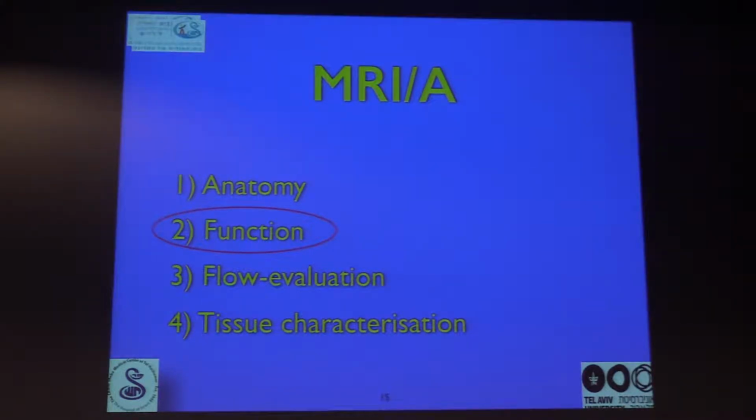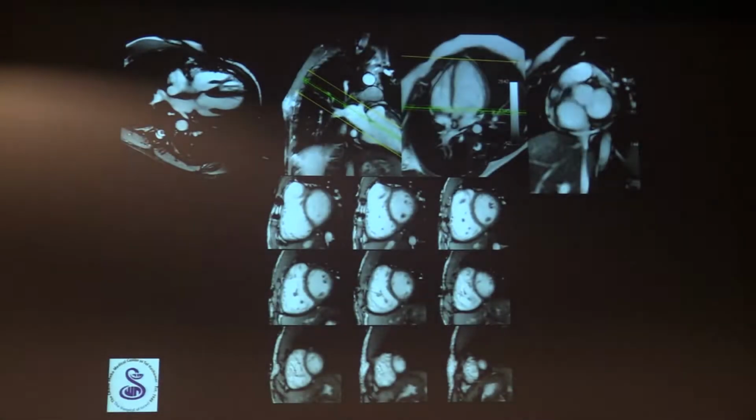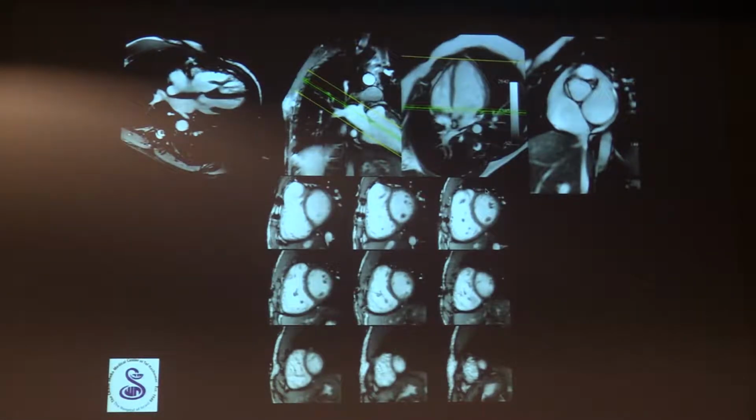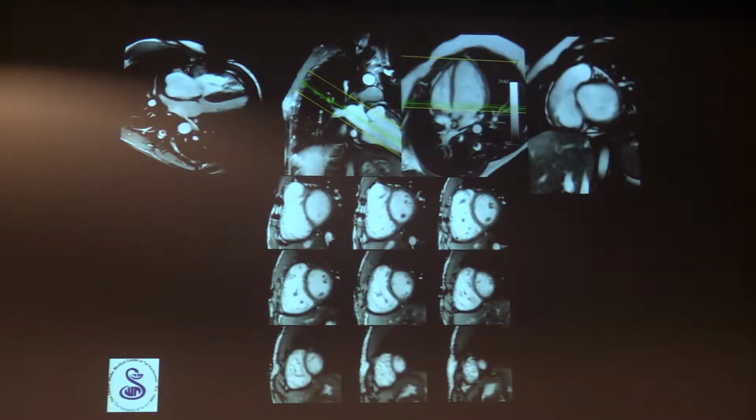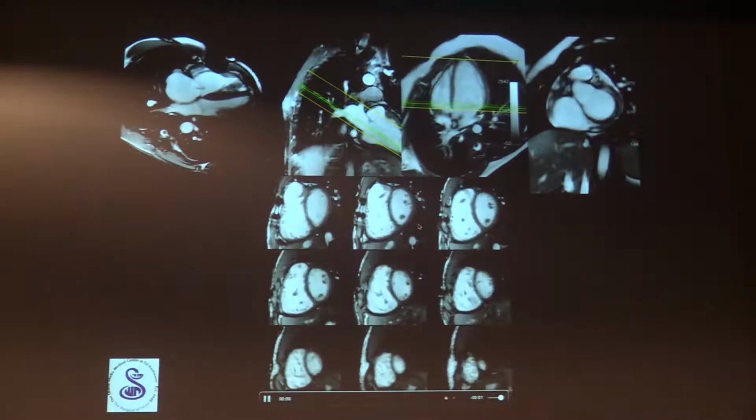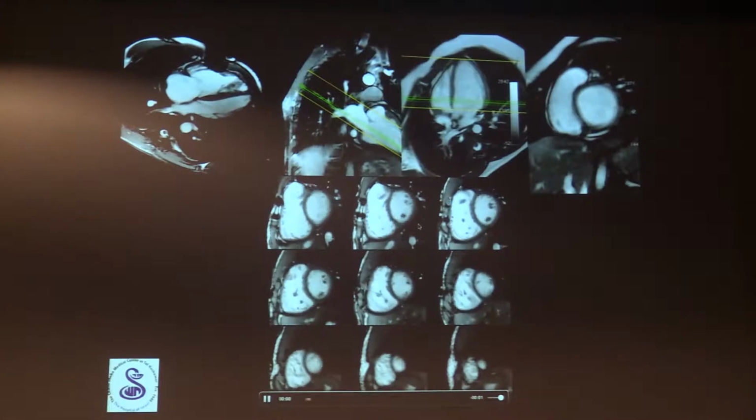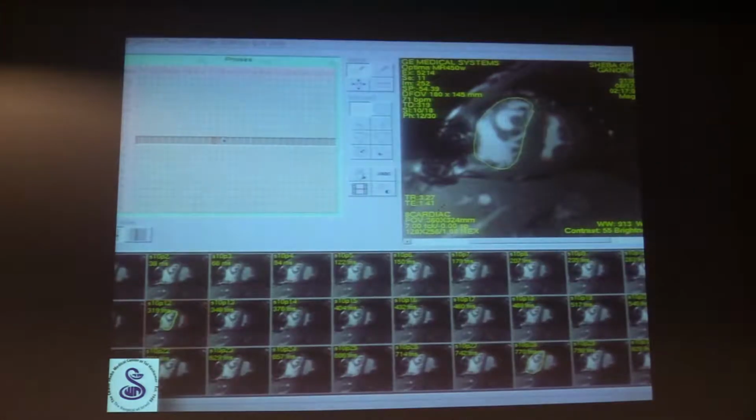Function. The estimation of function in MRI has become the gold standard. The results are very accurate and reproducible, which is good for follow-up. We use a few planes in order to get the short axis. This down here is the short axis, and from it we calculate the function. We draw contours in systole and diastole, and we get the stroke volume, the function, and the end diastolic volume.